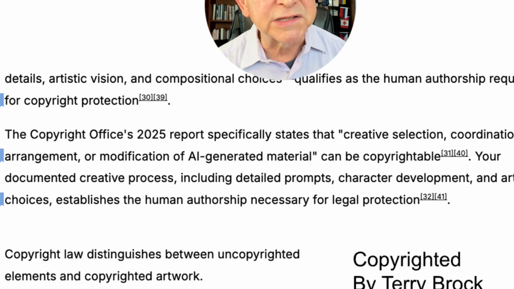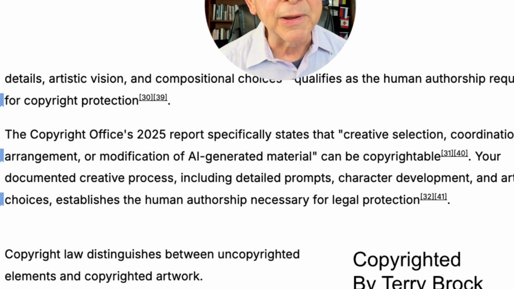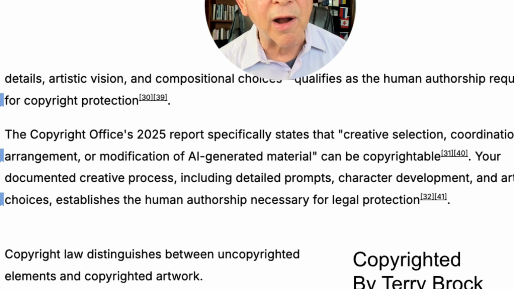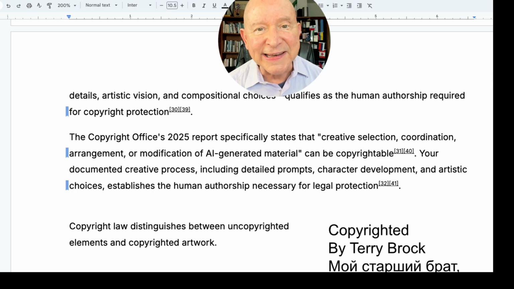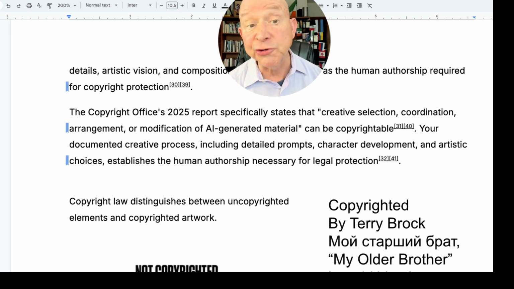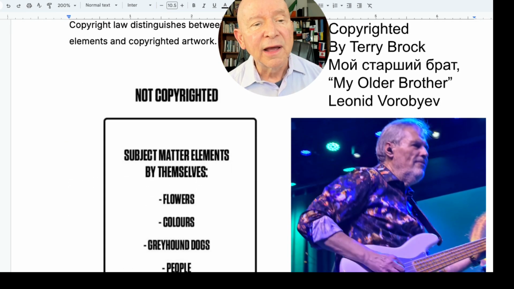The Copyright Office says specifically that means creative selection, coordination, arrangement, modification of an AI-generated material can be copyrightable. So your document, creative process, including detailed prompts, character development, establish the human authority necessary for legal protection. I showed what I did, and it said, you're okay. Let me show you what I did here.